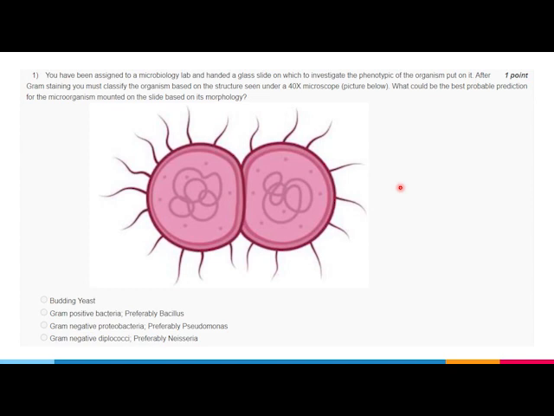Niranjana says it is gram-negative diplococcal. Dr. Rajesh also says this is option D, gram-negative diplococcal. Does anyone else want to try and answer this?